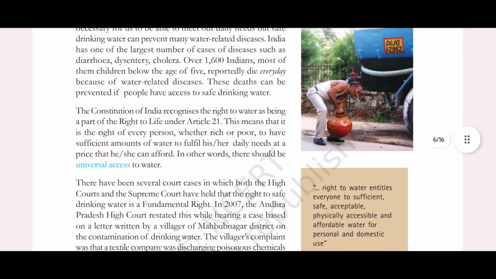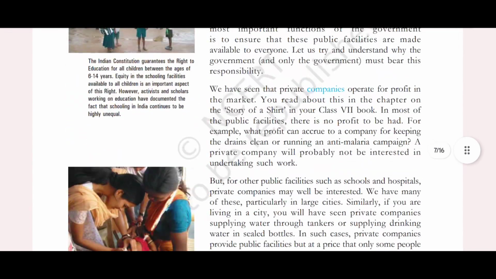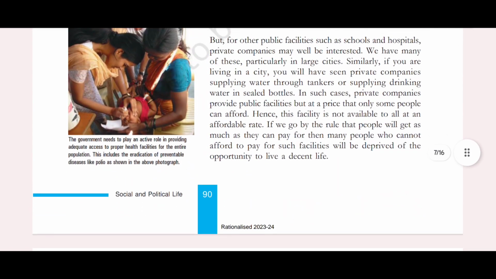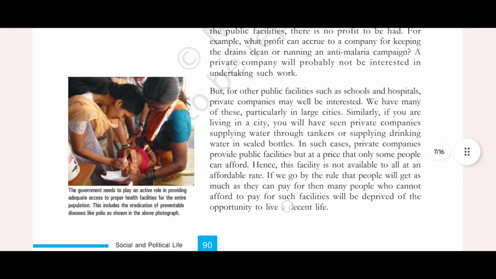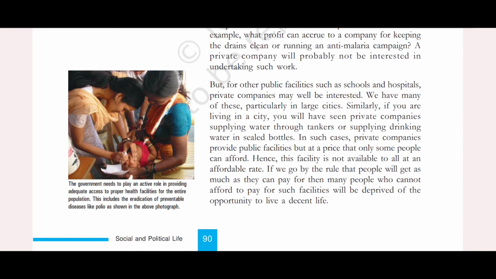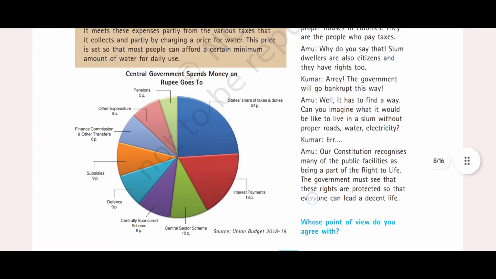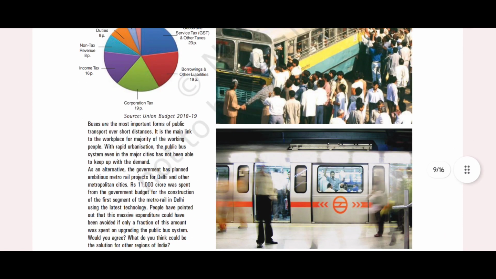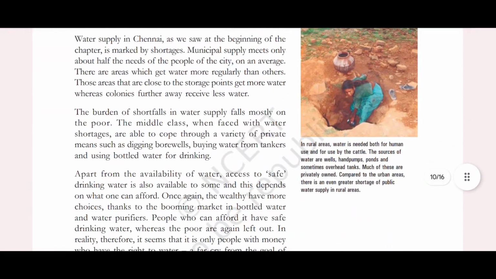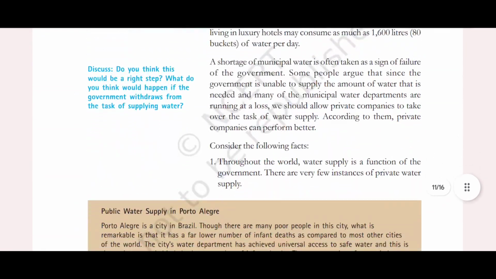Here you can see some images from your NCERT books. The government needs to play an active role in providing adequate access to proper health facilities for the entire population. This includes the eradication of preventable diseases like polio, as shown in the above photograph. This is the image of public transport, and water scarcity in rural areas.